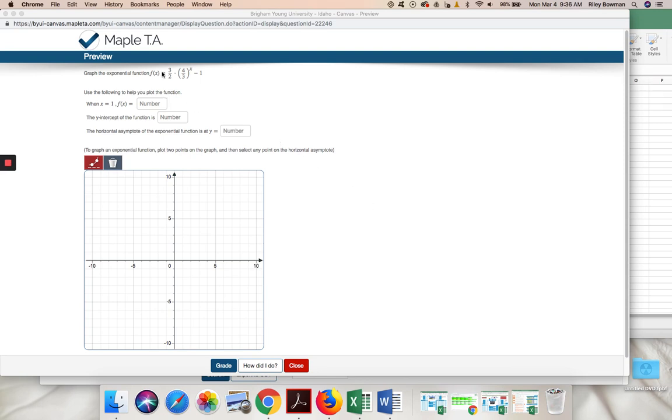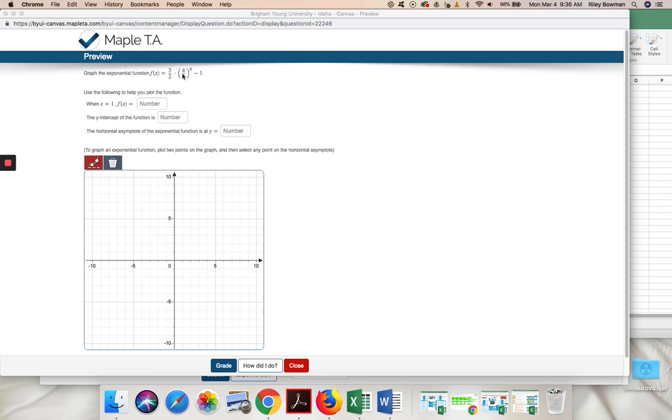So first of all, we have this exponential function in its standard form, and it says use the following to help you plot the function. Okay, so we want to know when x equals 1, what does f of x equal? When we put 1 here, 4/3 raised to the first power is just 4/3.